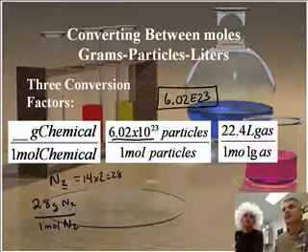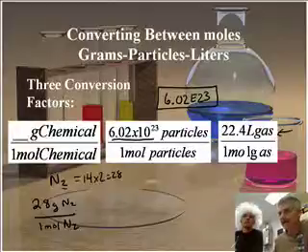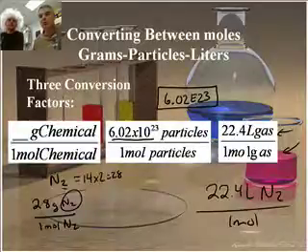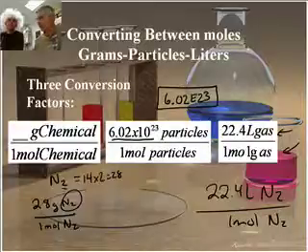And the last one is a pretty easy one. There's 22.4 liters of a gas in 1 mole of a gas. So, for example, nitrogen is a gas. So you can say 22.4 liters of nitrogen in 1 mole of nitrogen. It has to be just when it's in the gaseous state.